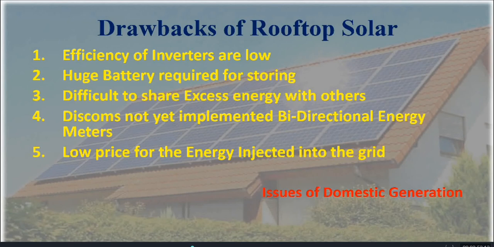Also, if somebody wants to sell their domestic electricity generated from their rooftop to the grid, that is also not possible because all the discoms in the country have not implemented bidirectional energy meters. Also, wherever there are bidirectional meters, the price of the energy injected into the grid by the customers is very low because it is not dependent on frequency, and discoms will always offer you a rate lesser than the rate at which they charge you for electricity.